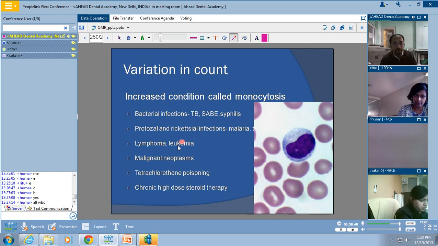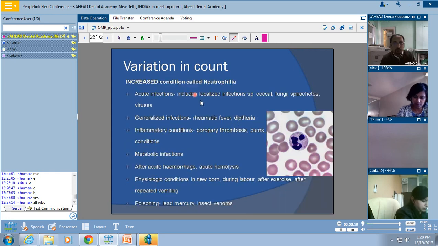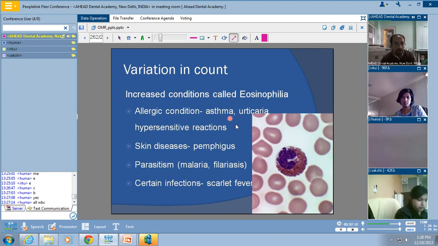Increased neutrophilia will occur in acute infections, generalized infections like rheumatic fever, inflammatory conditions like burns, and poisoning. Okay, acute infections, generalized infections, inflammatory conditions, and poisoning. Eosinophilia, allergic conditions. Just remember allergic conditions and parasitism. These two are important.